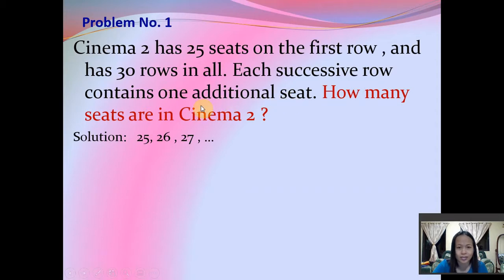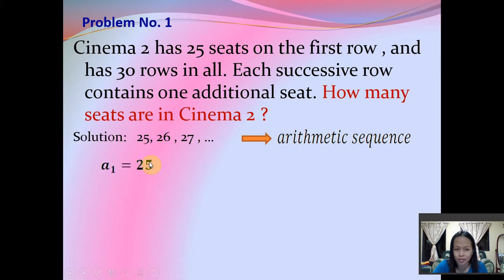So therefore, on the second row, there will be 26 seats. On the third row, there will be 27. So these terms represent terms of an arithmetic sequence. Since this is an arithmetic sequence, our first term here is 25. Our common difference is 1. And we are asked to find how many seats are in Cinema 2.